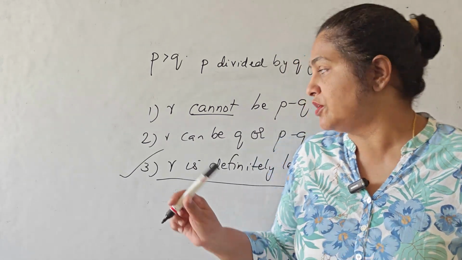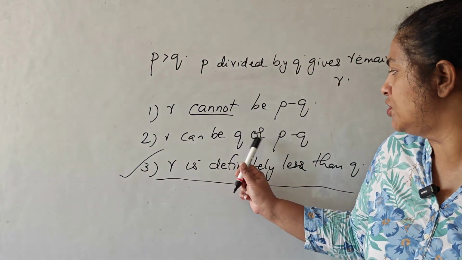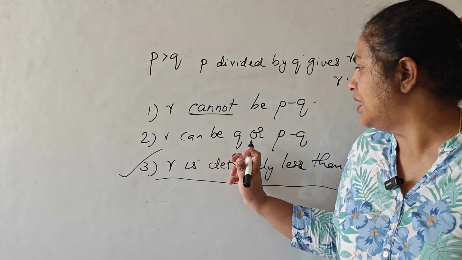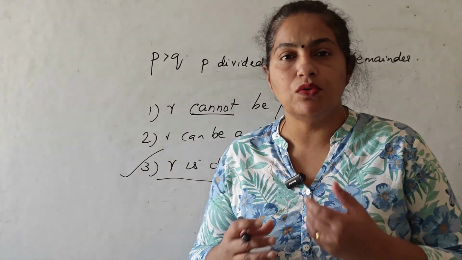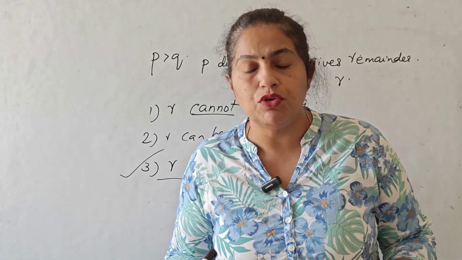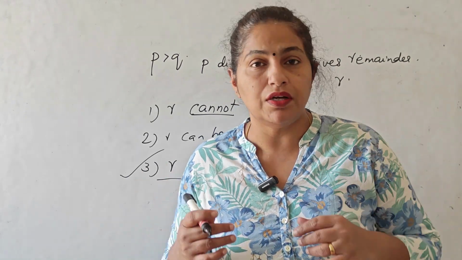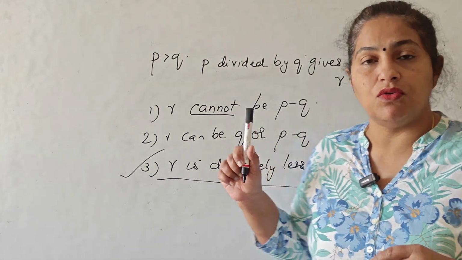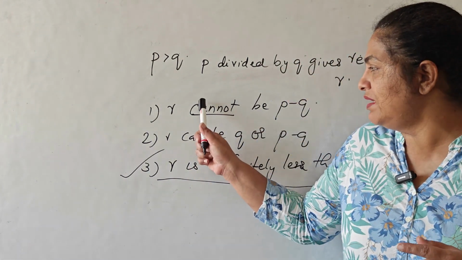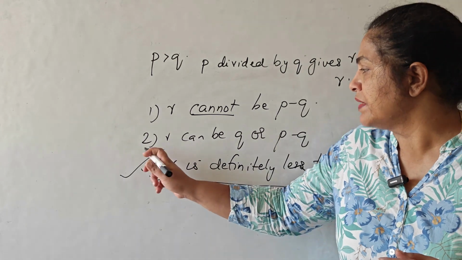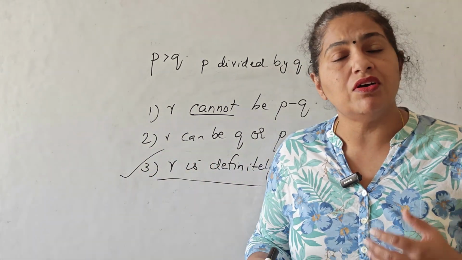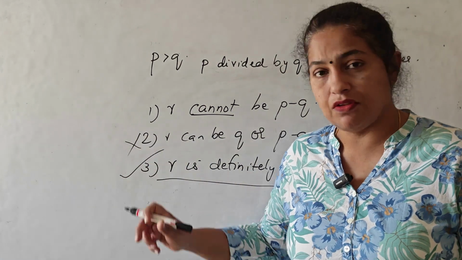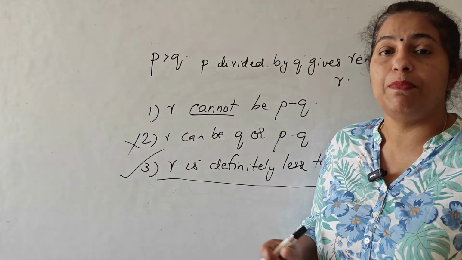Now let us check the other two. R can be Q or P minus Q. Forget about the P minus Q part. Can R be equal to Q? I just told you that R cannot be equal to Q, because if R is equal to Q, we have to continue our division. Can R be equal to P minus Q? Now we have to check that, because one is contradicting the second statement, but the second statement we cannot take because R cannot be equal to Q. Fine. So this is also wrong. R cannot be P minus Q.